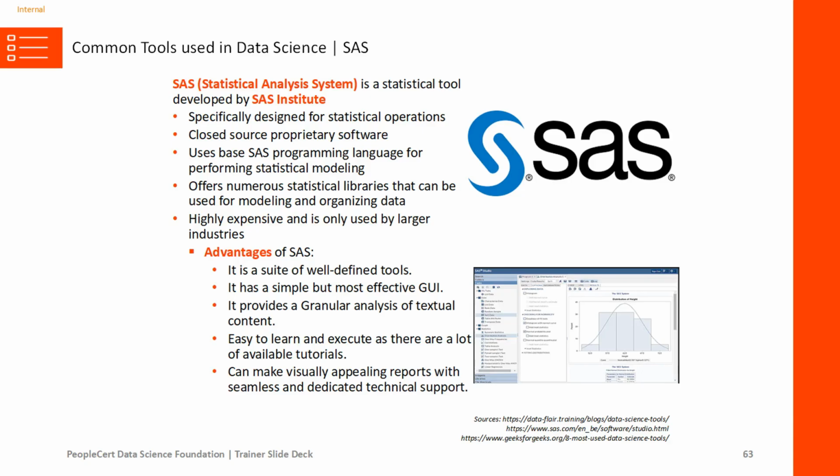The overall license cost is relatively high, and the overall usage in industry can also be looked at from that perspective. If you see the overall advantages of SAS, it is a suite of well-defined tools. It has a simple GUI, and it provides a kind of granular analysis of textual content. It is easy to learn and execute as there are various free tutorials provided by the Statistical Analysis System organization. It can also make visually appealing reports which are seamless and which can help the business stakeholders.